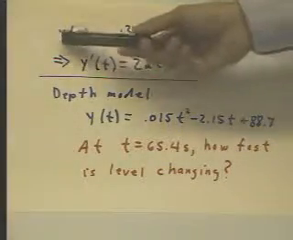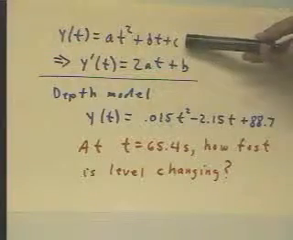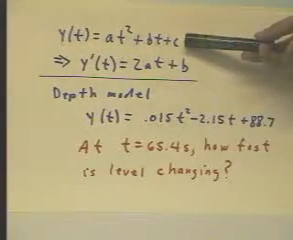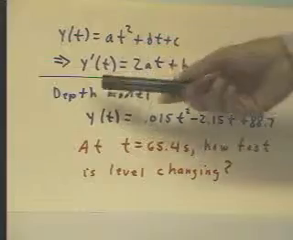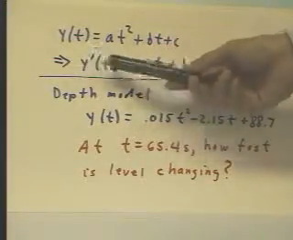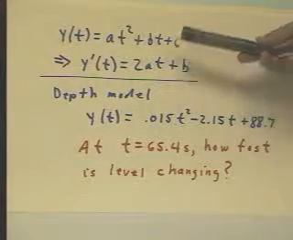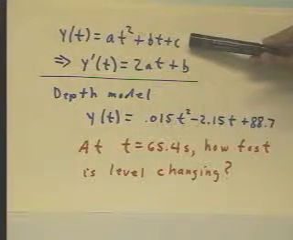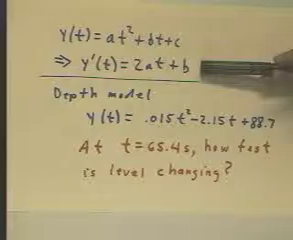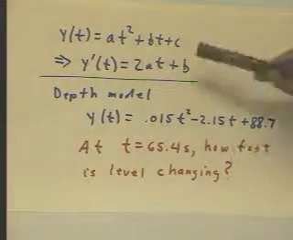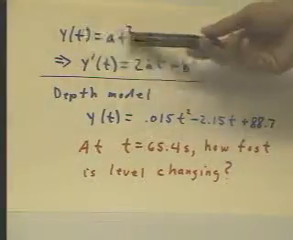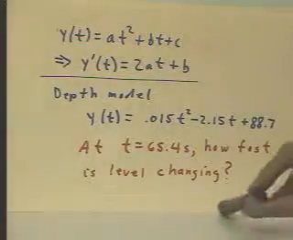So we see that if y of t equals at squared plus bt plus c, it follows, logically, that the derivative function y prime of t has to be 2at plus b. This is a general quadratic function, and this is a formula for its derivative. The derivative, remember, gives us the rate at which the function itself changes.